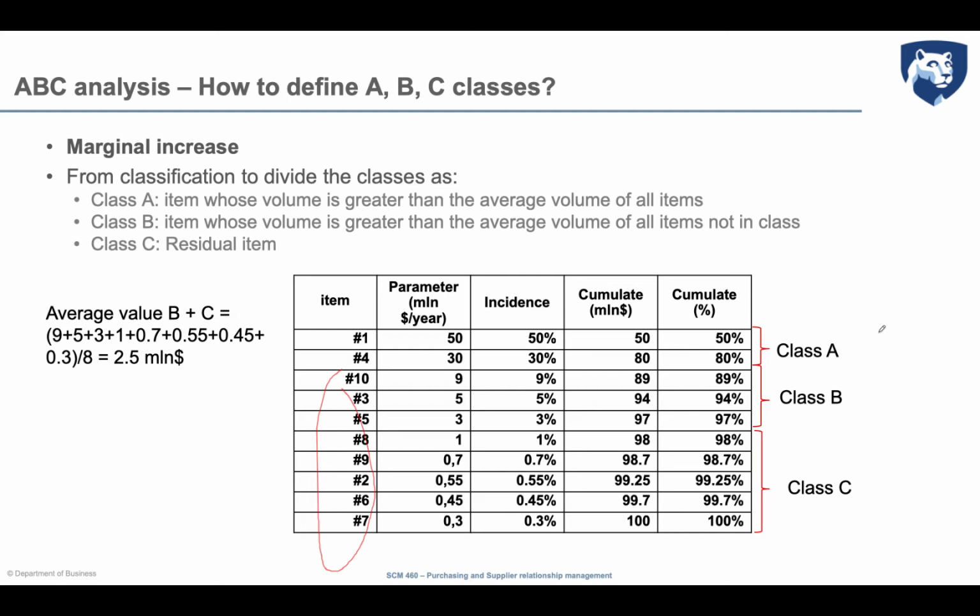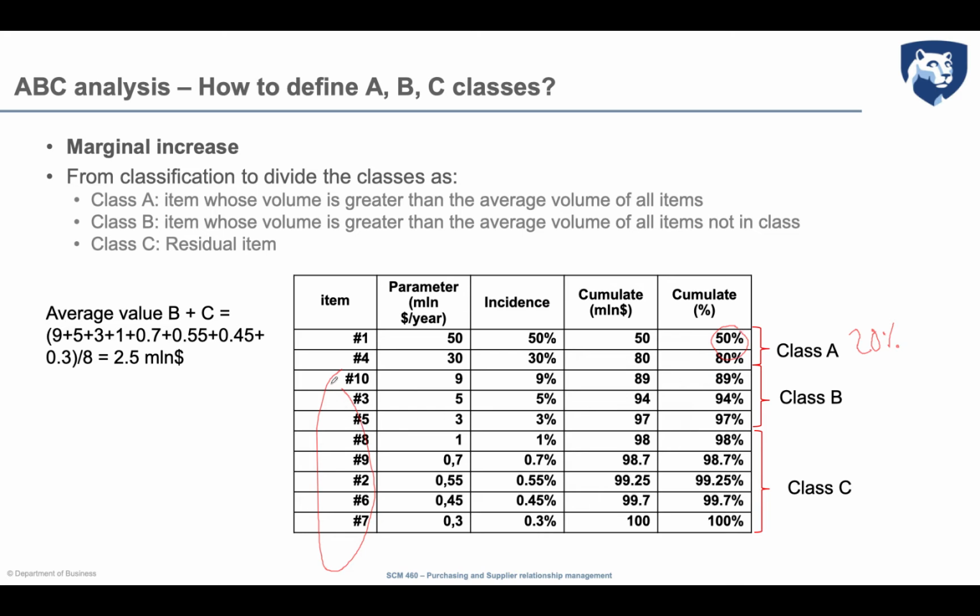What does it tell you? It tells you that you have 10 categories, so your spending is made by 10 categories: 1, 4, 10, 3, 5, 8, 9, 2, 6, 7. Okay? 2 categories out of 10, which are 20% of the total, because you have 10 and you are considering only 2 categories, your Class A categories, which are 20% of the total categories your company manages, already make 80% of the spending.